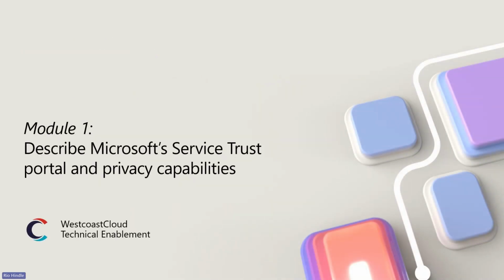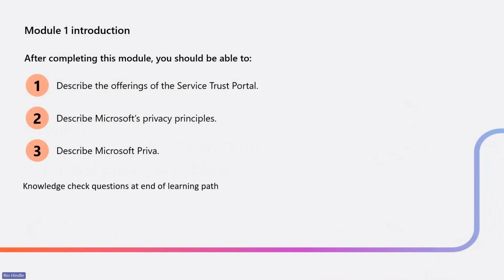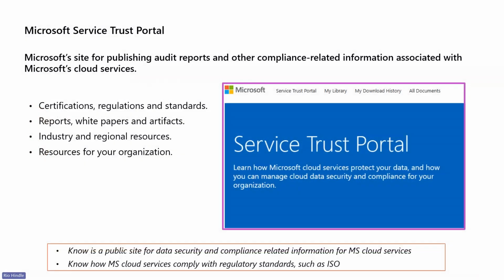So module 1, describing the Microsoft Service Trust Portal and privacy capabilities. We'll look at describing the offerings of the Service Trust Portal, some of the Microsoft privacy principles, and describing what Microsoft Priva is. Organizations must stay in line with compliance-related legal and regulatory standards to protect their customers, and not only their customers, but also the partners and themselves. And Microsoft does provide a whole load of different tools and capabilities to enable organizations to manage compliance. So we'll learn about some of the common compliance needs our organizations are required to meet.